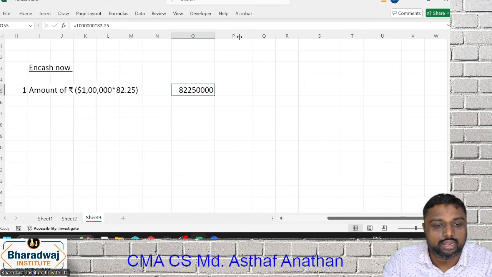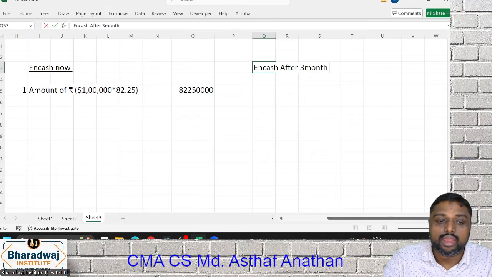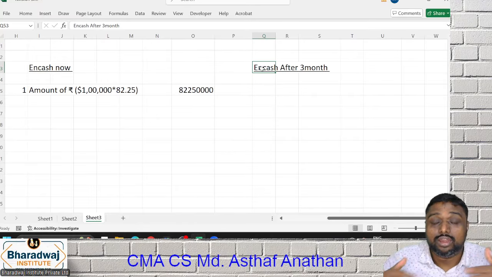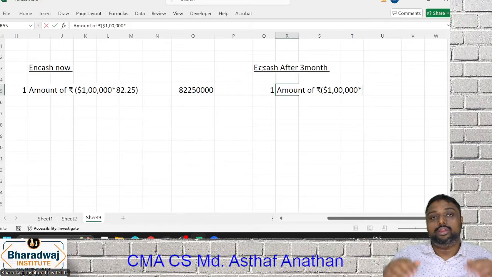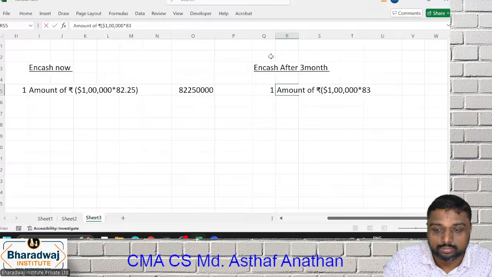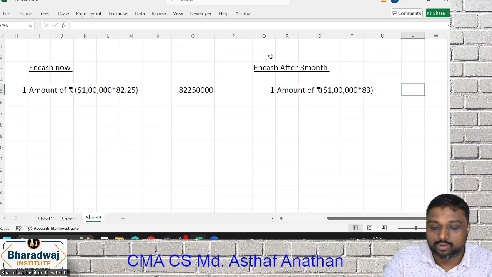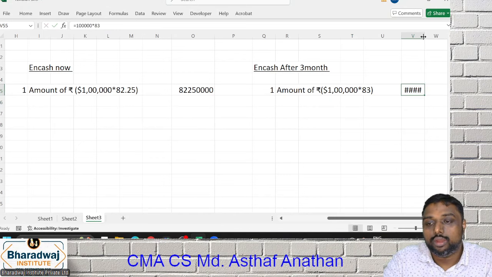Similar question, our study material also we have. Now another point, if you encash after 3 months, you know very well, the currency will keep on changing. The amount of rupees will be what? Same 1 lakh dollar only, but the exchange rate will be different. Here the spot bid rate, there also the bid rate only, because you are buying and the bank is selling, the rate at which the bank sells is called the ask rate, but it is later, after 3 months. So the forward bid rate is 83. So what is the amount? 1 lakh into 83. You get the amount of 83 lakh.